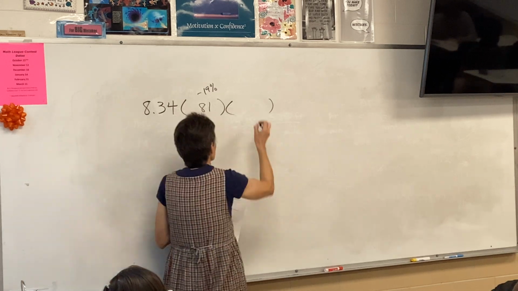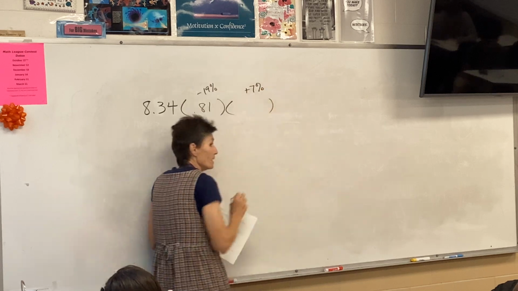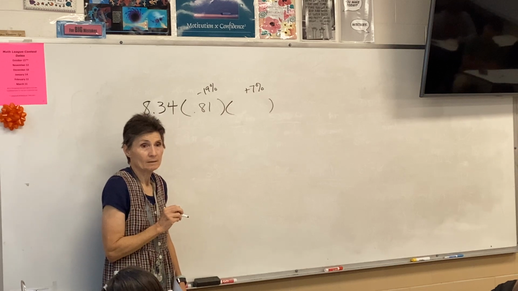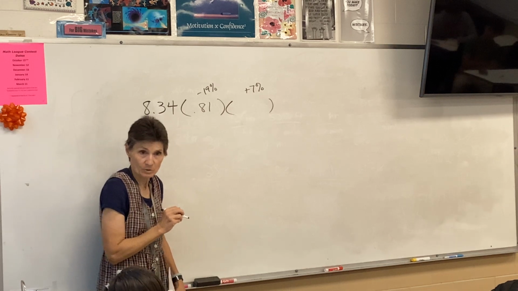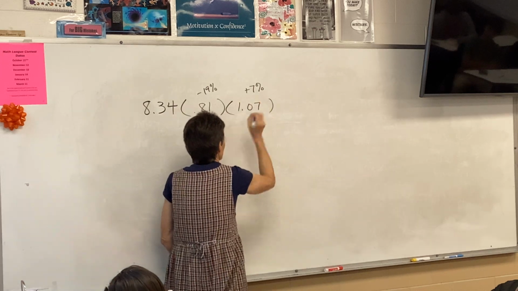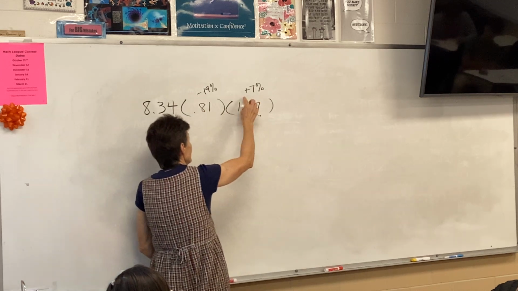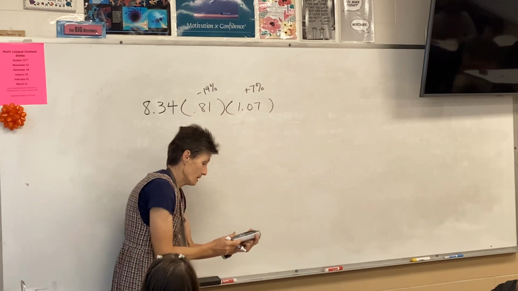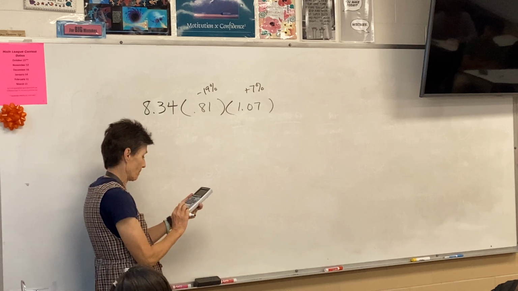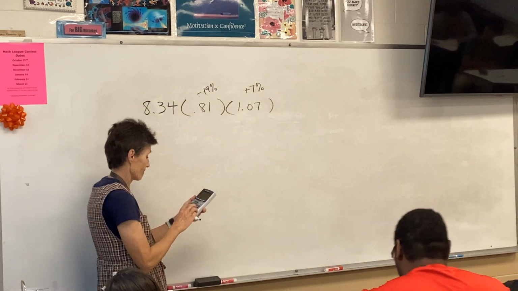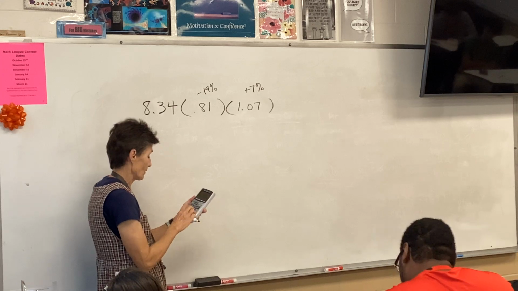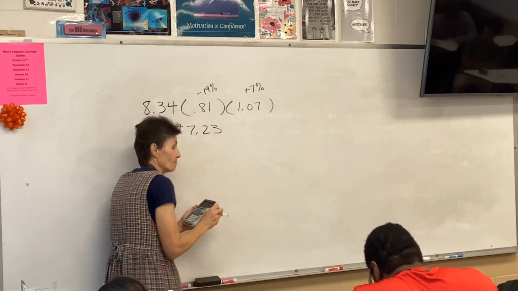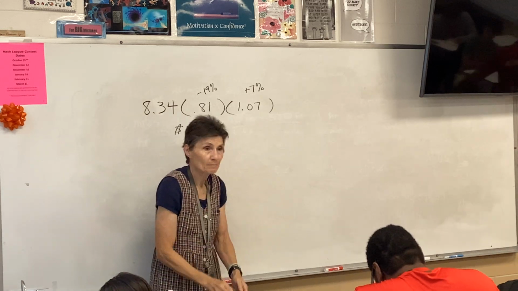And another adjustment is I have to add on tax. So that will be 1 plus 7%, or 1.07. So this is 100 minus 19, this is 100 plus 7. And then I just type it all in, and that will be my answer. So I'm going to pay about $7.23. Would you agree with that?